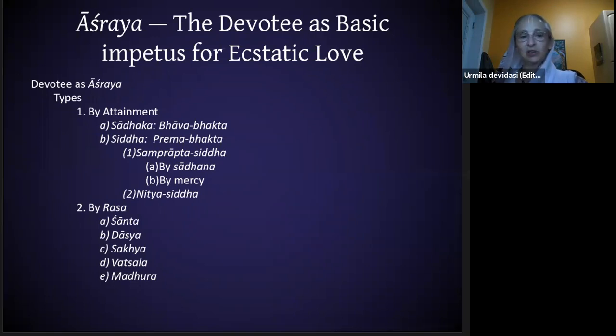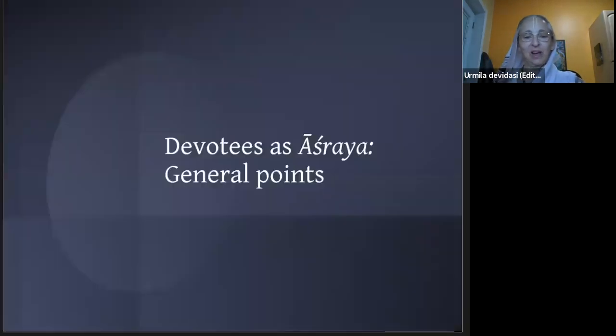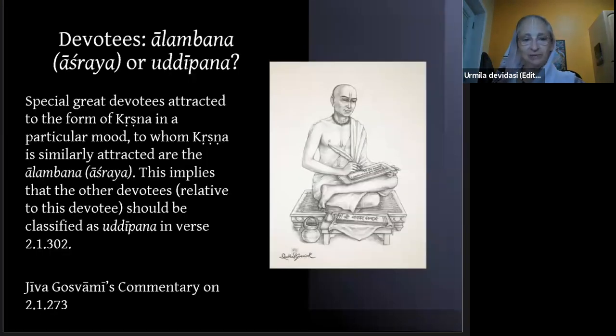We're also going to look in the second half of the presentation at devotees in terms of rasa. And then we have a final overall discussion of a really good question that 2 or 3 of you asked. Some of you asked that question for this class, and some asked it previously for the other class. All right, so what are some general points about devotees as Ashraya?